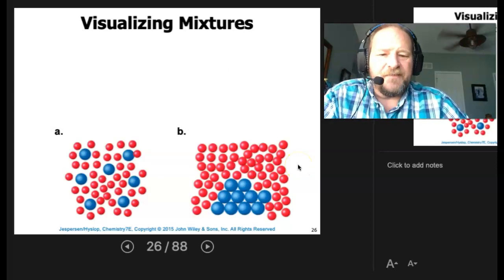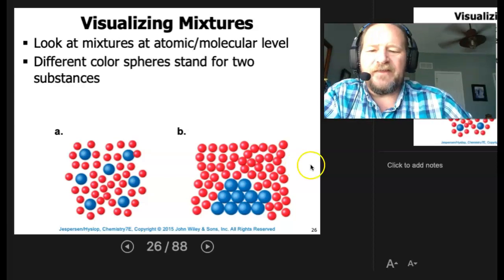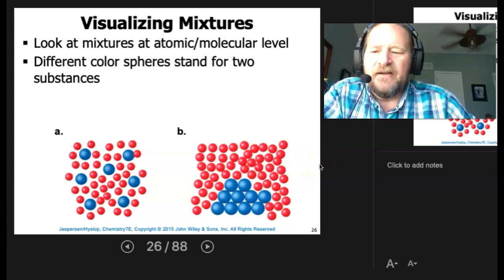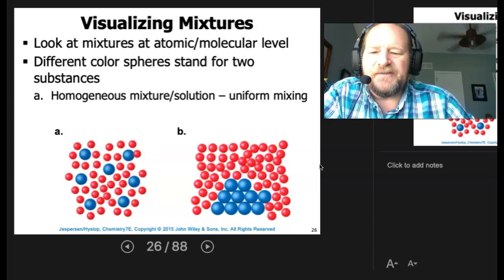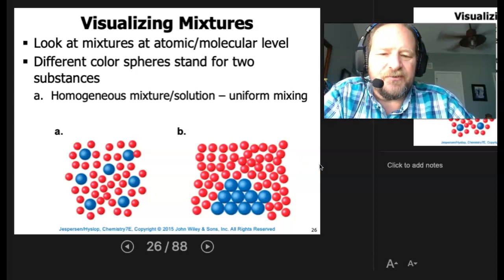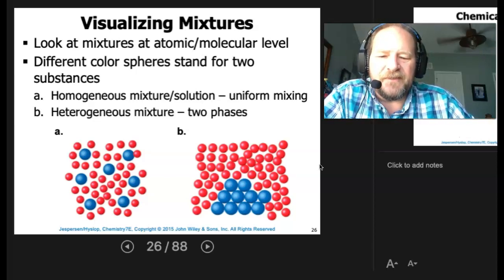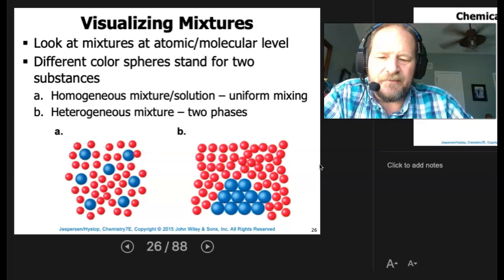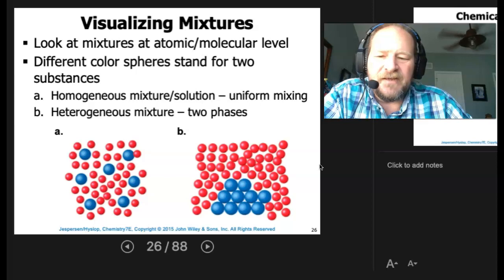Now, to visualize mixtures, if we look at mixtures at the atomic molecular level, you can think of it as just kind of mixing them together, right? So different color spheres stand for two different substances. So here in A, you can see we have more or less a homogeneous mixture, a solution. We have some uniform mixing going on. Whereas in B, you can see it's probably two separate phases, right? The blue looks like it's probably a solid, whereas the red is probably a liquid.